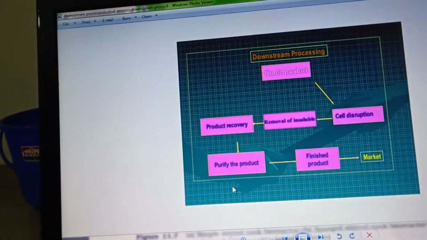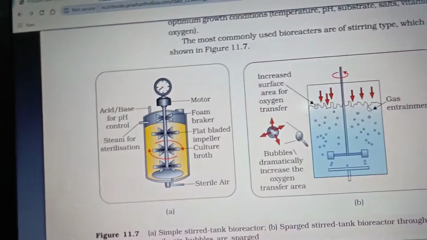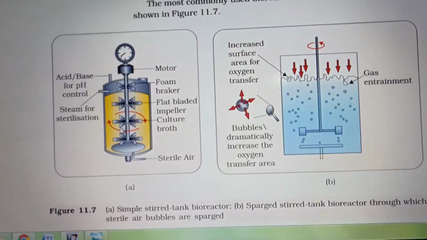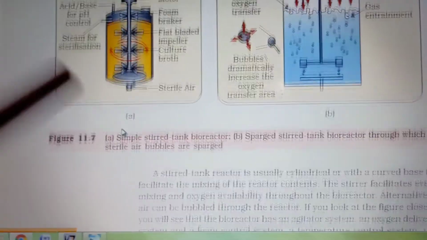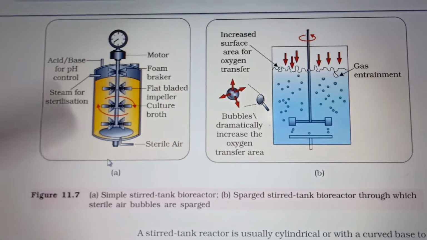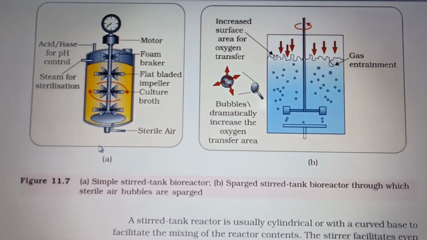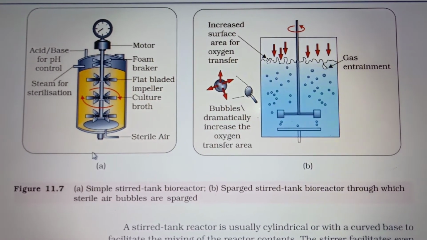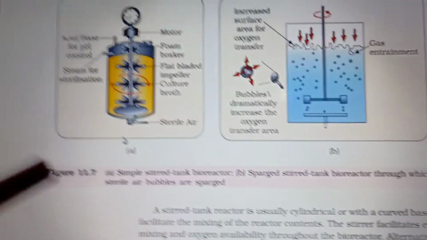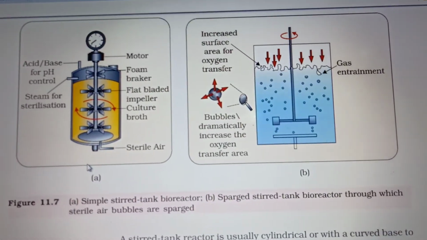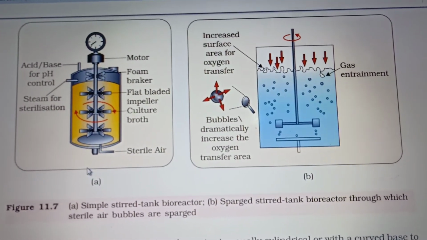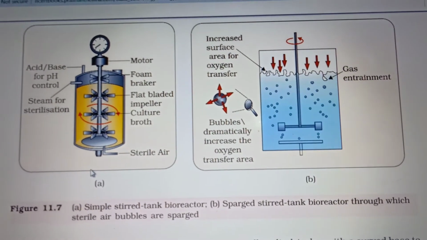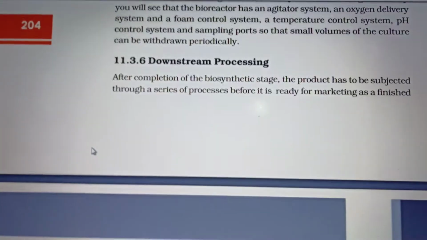So I think that is the end of the lesson. These two diagrams are important, which you can practice, the two different types. Both are useful for producing the desired protein in large volumes, but only the shape and the names are different.